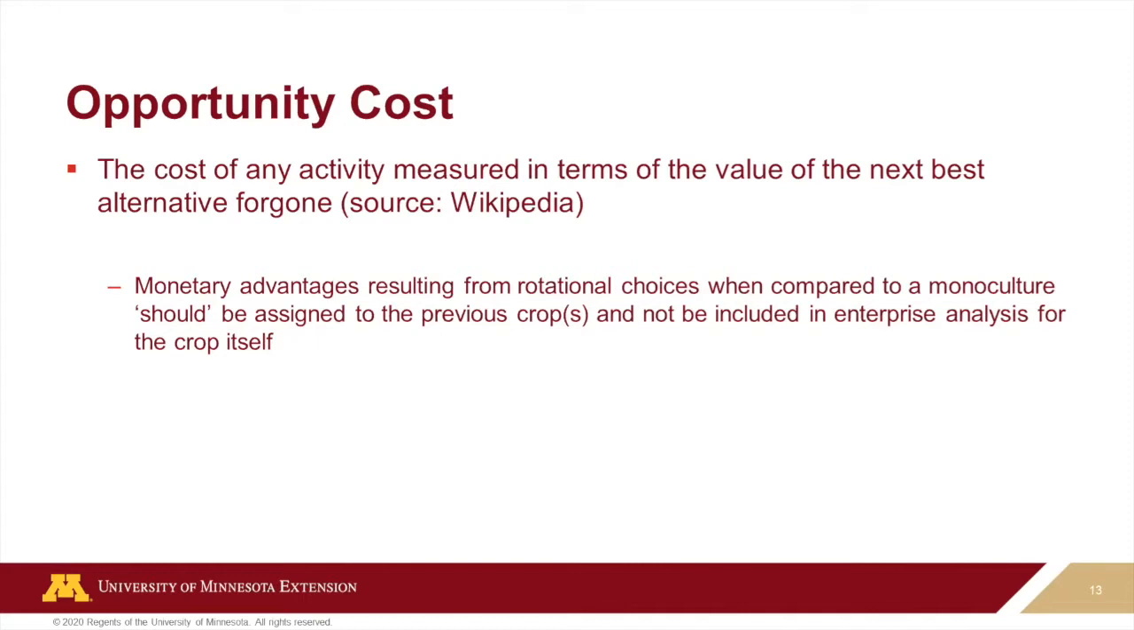Okay, I interpreted that, and I see Andy just kind of mulling this over quick. You should turn your video off. Then I can't pick on you. I reinterpreted this for the sake of rotational. The monetary advantage resulting from rotational choices when compared to a monoculture should, please do, be assigned to the previous crops that are not included in the enterprise analysis of the crop itself.